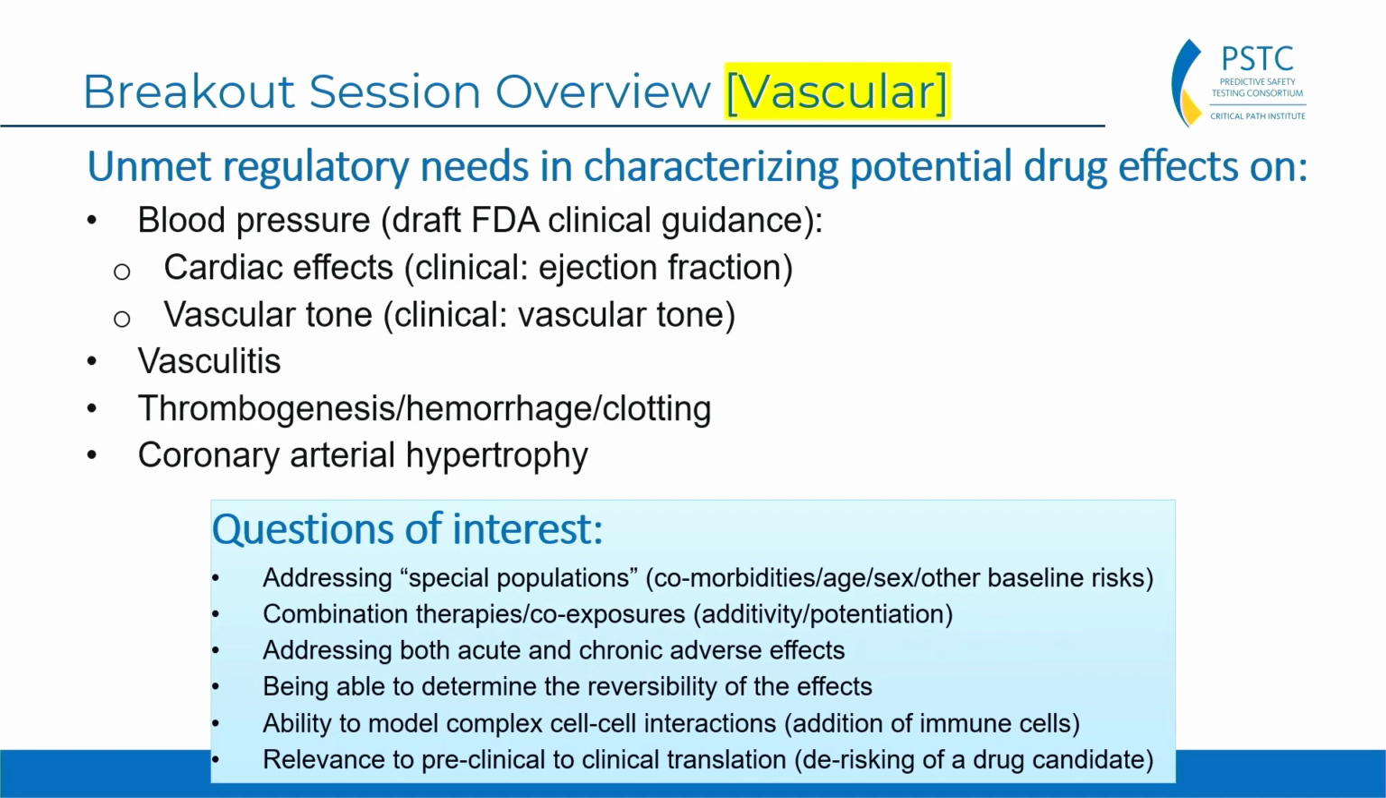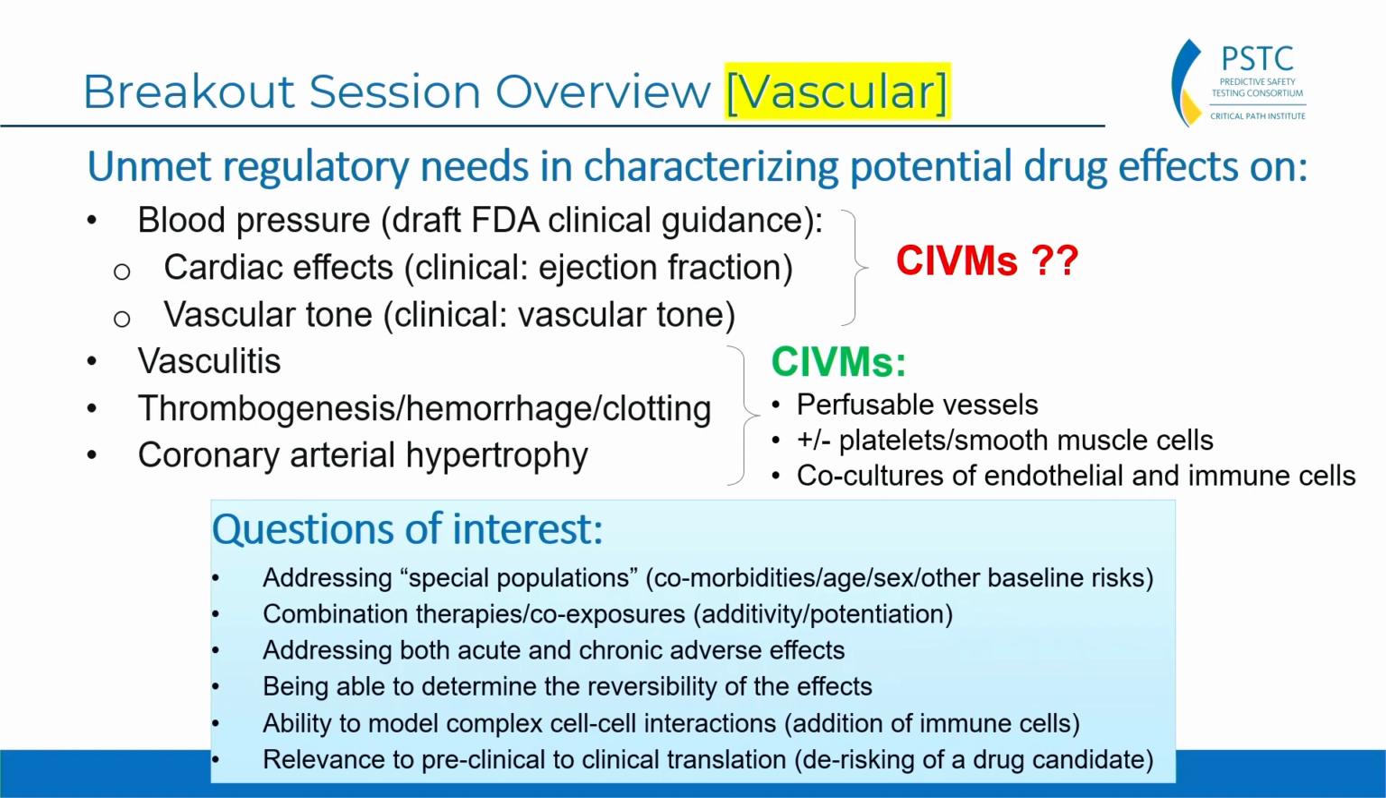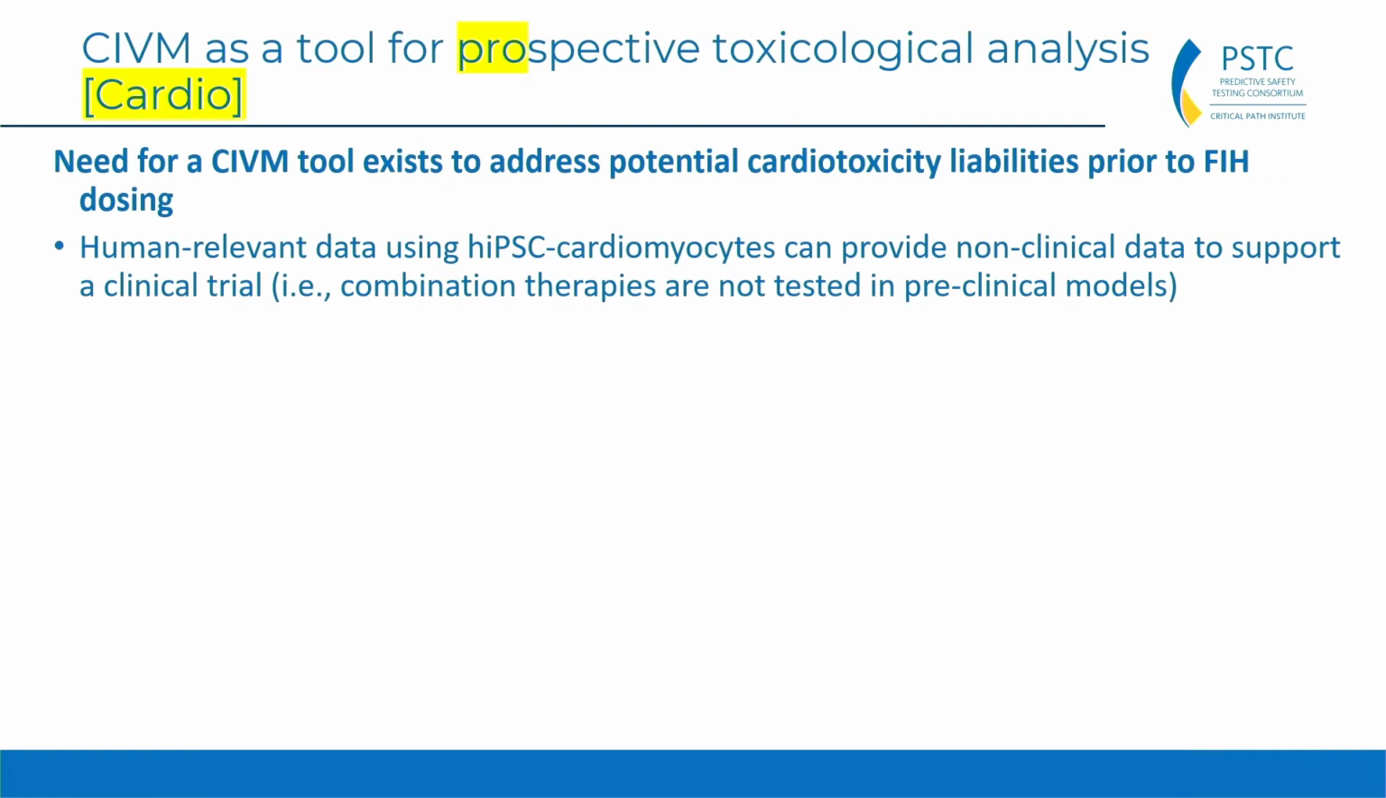And then, of course, vasculitis, drug effects on the vasculature, intravascular hemorrhage or clotting, which is very much dependent on the substrate of the vascular system, the endothelium as well as smooth muscles. And then we heard a specific use case about coronary arterial hypertrophy seen in preclinical animal modeling. And again, we have the same kind of questions of interest, especially subpopulations and combination therapy. We chose to focus on the cardiac space, and really that's because there are not well-developed or characterized CIVMs yet to address some of these blood pressure questions, and so that's somewhere that we can think about for a future session possibly.